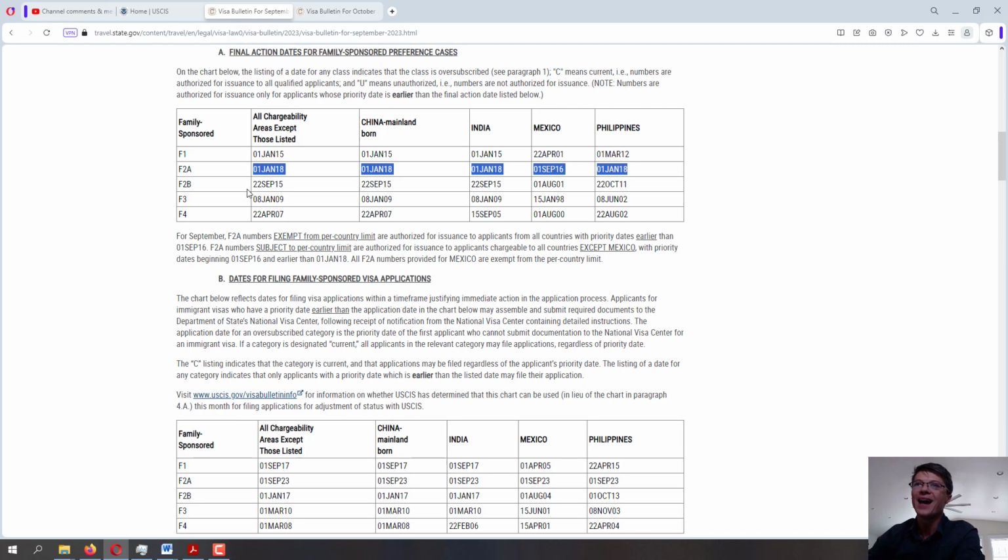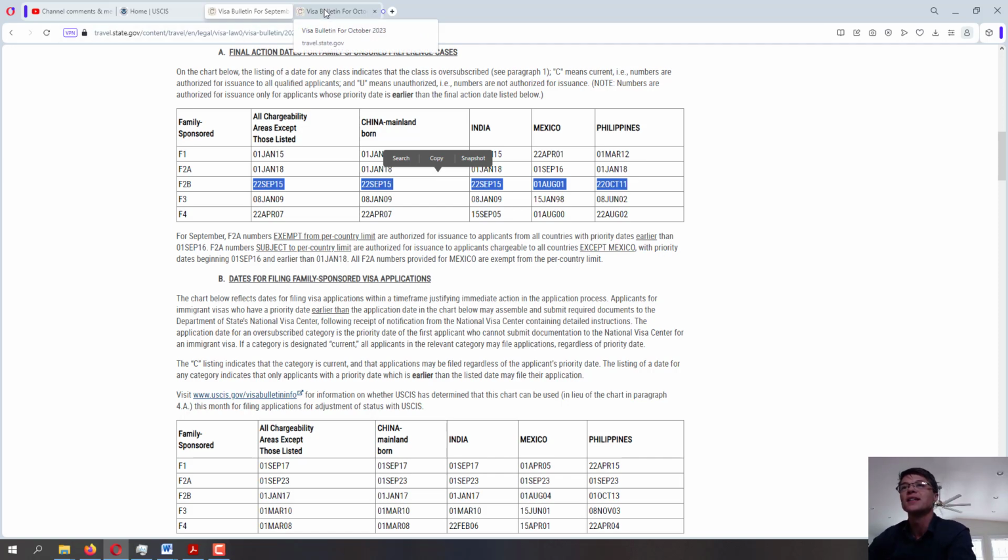Moving further to F2B, this is September 2023 visa bulletin we're looking at right now. I'm going to highlight this so that you know where to look. So F2B, we got September 15, September 15, September 15. Mexico is August 2001. You see what I'm saying now. Mexico has long wait times on some of these categories. Philippines, October 2011. So let's take a look at the October 2023 now.